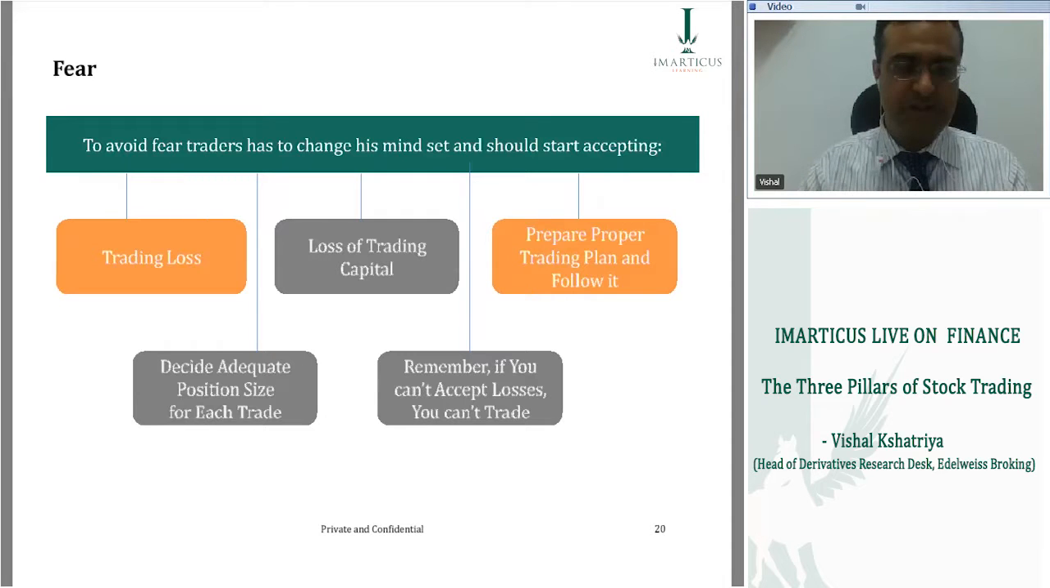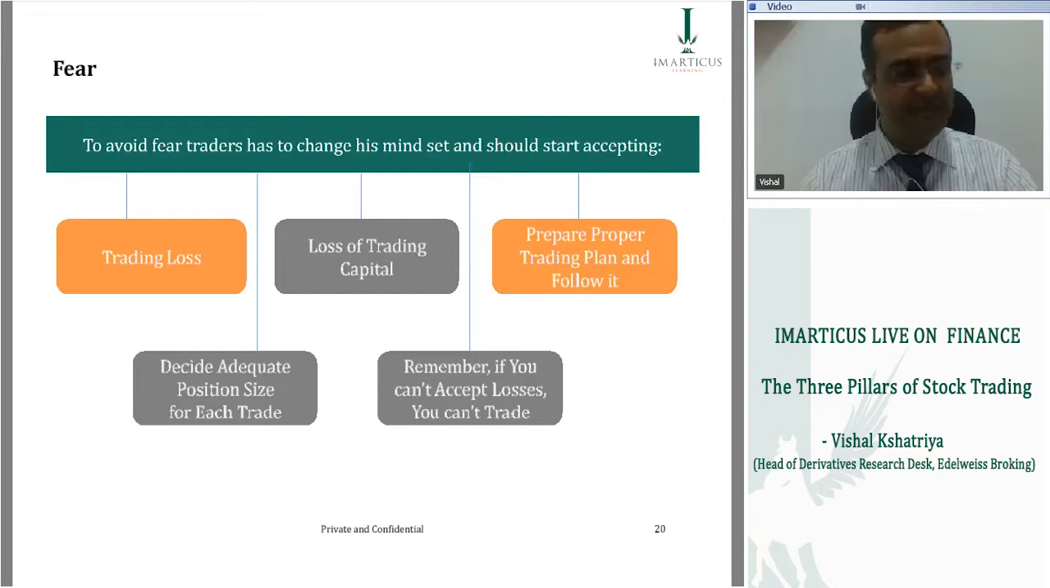The first thing is trading loss. You have to set a mentality in your mind that yes, I can lose money in the market. I'm ready to lose the money in the market. Let me give you one example. When you start any business, are you sure that you're going to make profits? Are you sure that the product which you are going to manufacture and sell will be successful? If it is not successful, at the back of the mind you know that if I'm not able to sell my product, I'm going to lose money. But does that stop you from doing business?